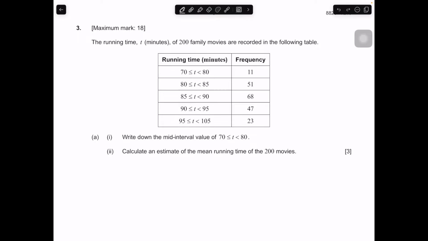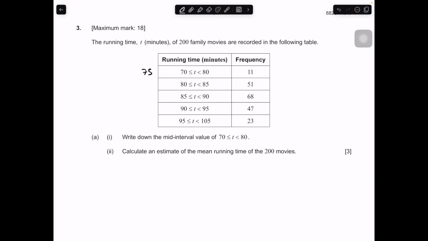First question, they're just asking, write down the mid-interval value of 70 and 80. So when T is greater than or equal to 70 and less than 80, the mid-interval value is essentially the midpoint, the halfway point. And the mid-interval value of 70 and 80 is 75. So we can just find the average between the two.